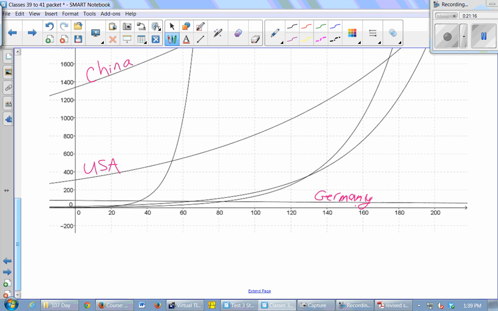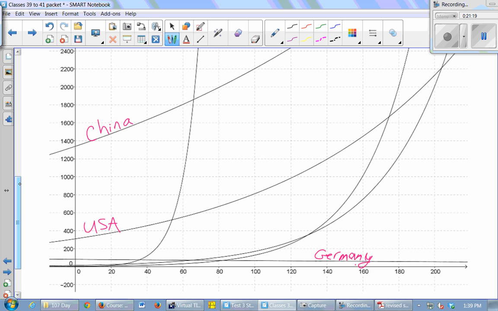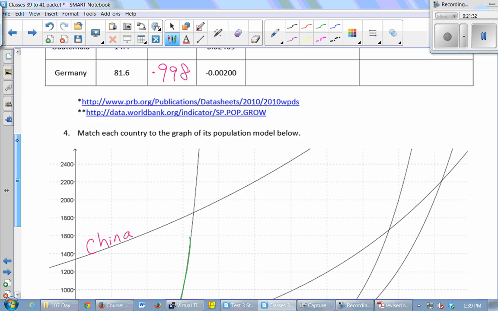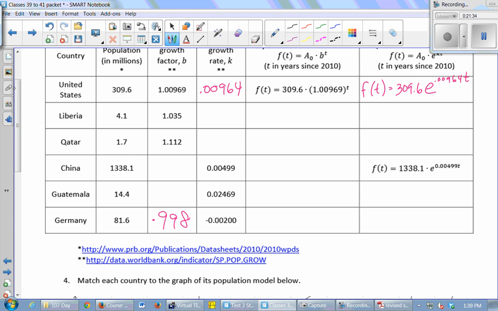Yeah, and then the country that's growing the fastest, right? This one that gets big very fast, right? The population in only 50 years does this ginormous jump, right? That one has to be the one with the largest B or the largest K, right? So which of these 6 countries has the largest B or K value? Qatar. It's got the largest B and it has the largest K, if you figured that out. That means that it's growing faster, right? So a large B or a large K means faster growth.